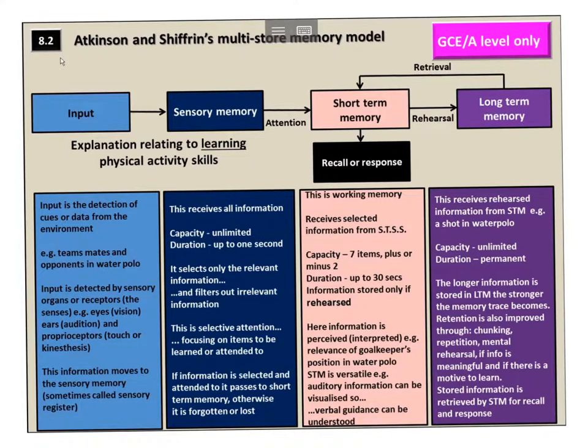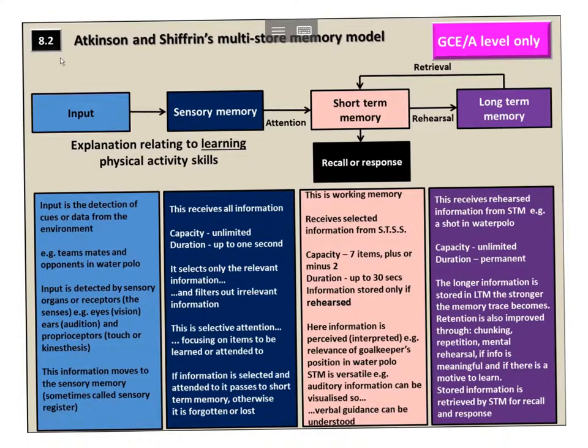The information then moves into the sensory memory, sometimes called the short-term sensory store, which is in here. On here it says sensory memory, but you might see it as the short-term sensory store, the STSS. This receives all information for whatever's going on in the environment. It all comes into here, and the capacity is unlimited. But the downside is it only lasts up to 1 second. It selects only the relevant information and filters out the irrelevant information. This is called selective attention.